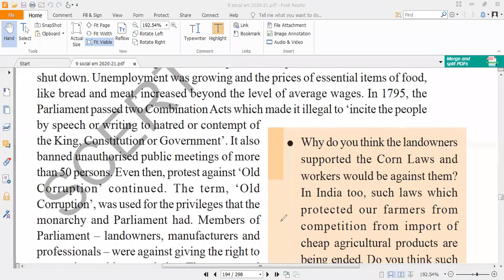And this enclosure has created a lot of problems for the people. Now a new kind of problem: when food is not there, people react a lot.